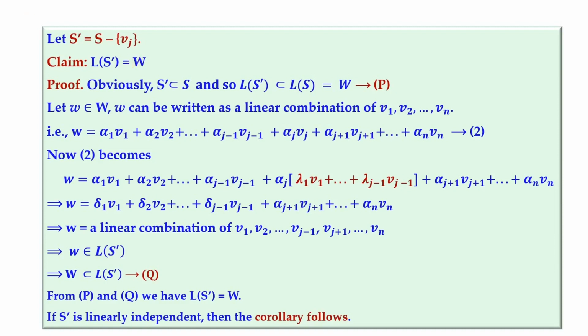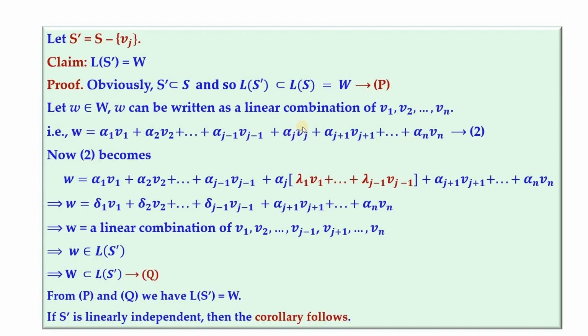That is the idea. So we will claim now that L of S prime is W. So obviously S prime is contained in S, and so L of S prime is contained in L of S, and already L of S is equal to W. Right, so L of S prime is contained in W, name that as statement P. Now we will consider a small w in W, so that w can be written as a linear combination of V1 etc. Vn. The reason is W is spanned by S and S consists of these elements. So we have w to be written in this way.